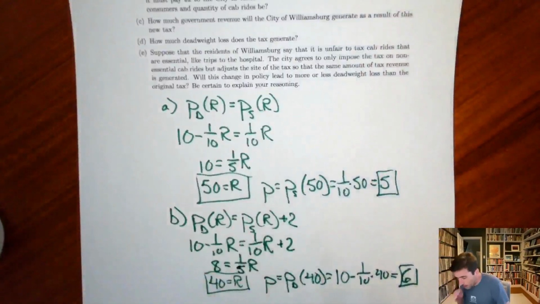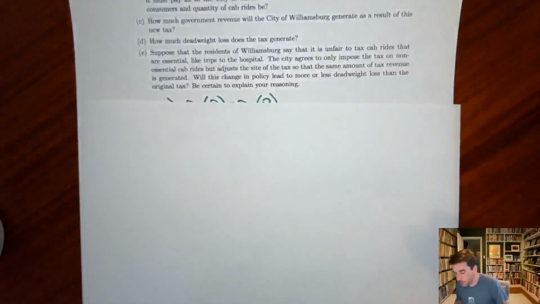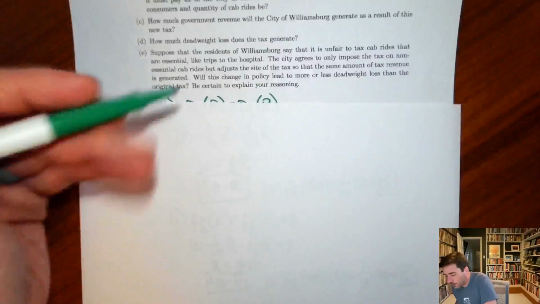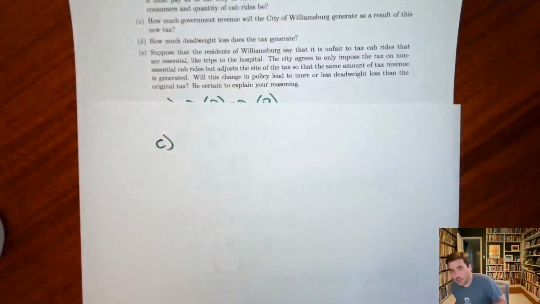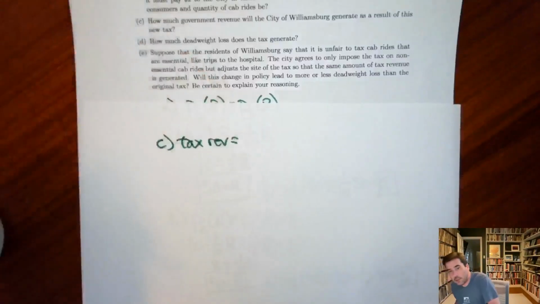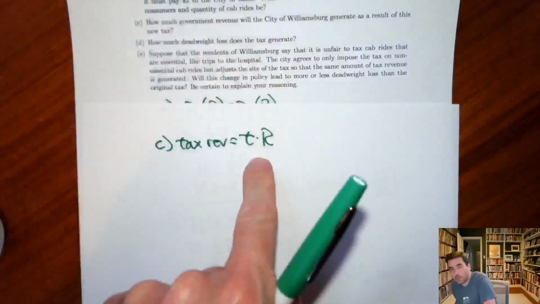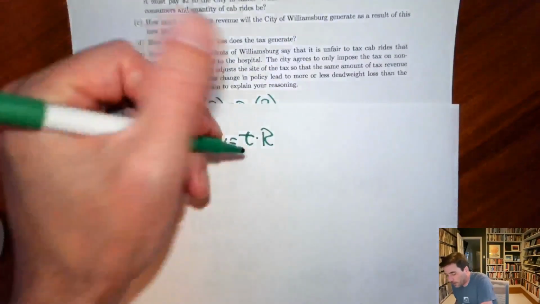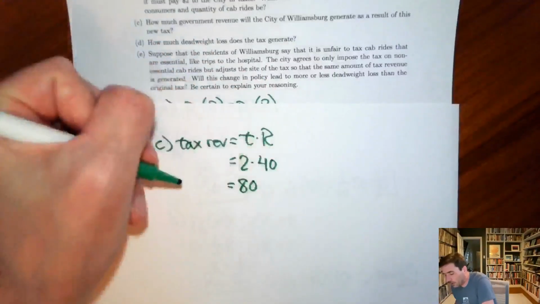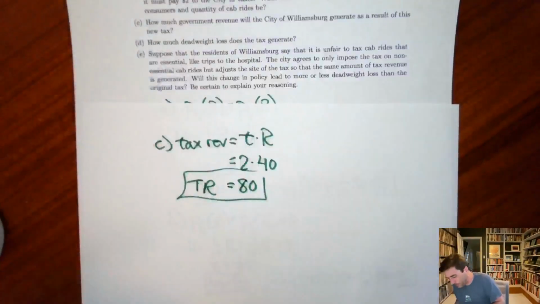Right? All right, so let's move on to part C and a little new piece of paper here. How much government revenue will the city of Williamsburg generate as a result of this new tax? Well, this one we've pretty much done all the hard work for, right? Our tax revenue is just going to be equal to the size of the tax times the number of rides that are taken, right? And so that is going to be the $2 tax times the 40 rides. So we're going to raise $80 in tax revenue, right? Okay.